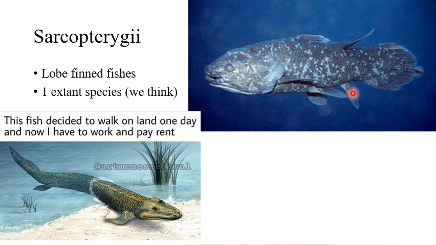and so this group was a very, very successful group of organisms back in the Devonian, but most of them died off in the Mesozoic era. And this is what tetrapods evolved from, right?